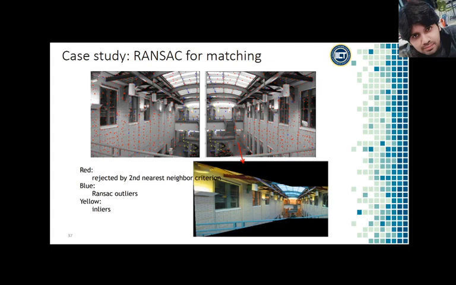So this is an example for RANSAC. Here you can see that you have two images and you are trying to fit them. The red points are the ones rejected by the second nearest neighbor criterion. The blue ones are RANSAC outliers and the yellow ones are the inliers. So these points will actually be matched to stitch both of these images together in this case.